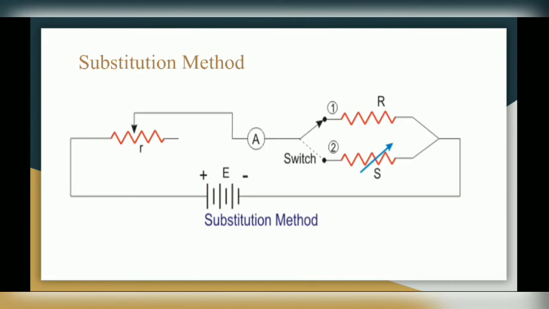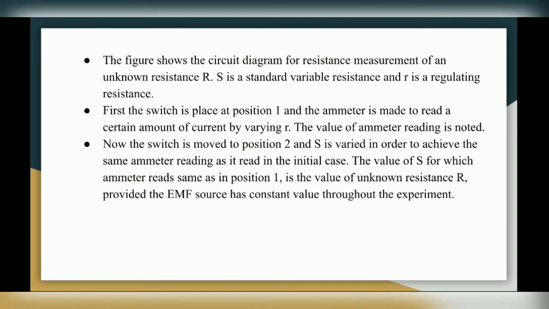Next method is substitution method. This is the diagram for substitution method. In this you can see R is the adjusting resistance, E is the battery, there is a two-way switch, X is the unknown resistance and S is the standard resistance, which is a variable resistance. The figure shows the circuit diagram for measurement of an unknown resistance R. S is the standard variable resistance and R is the regulating resistance.